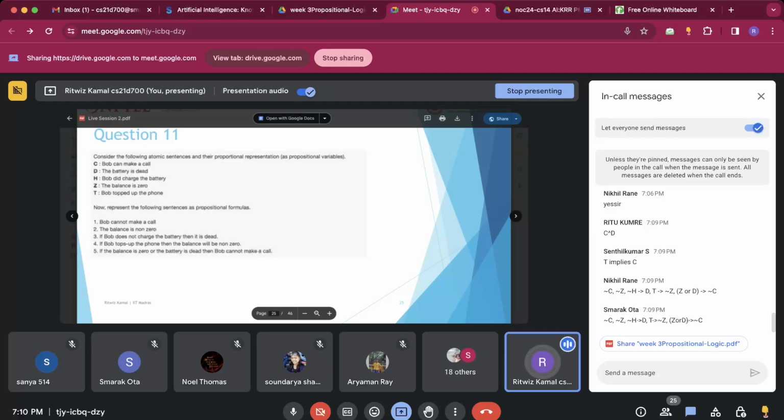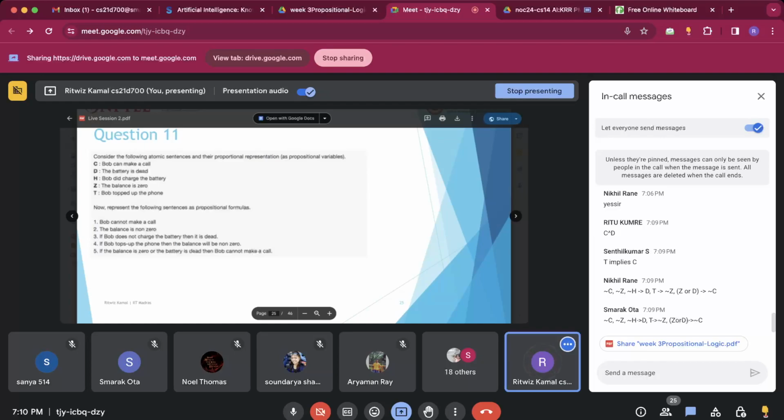Now let's consider the third one. The third one is if Bob does not charge the battery, then it is dead. So if we look at it in 2 parts, the first part is Bob does not charge the battery, which is not of H, and the second part is the battery is dead, which is D. So statement 3 can be represented as not of H implies D.